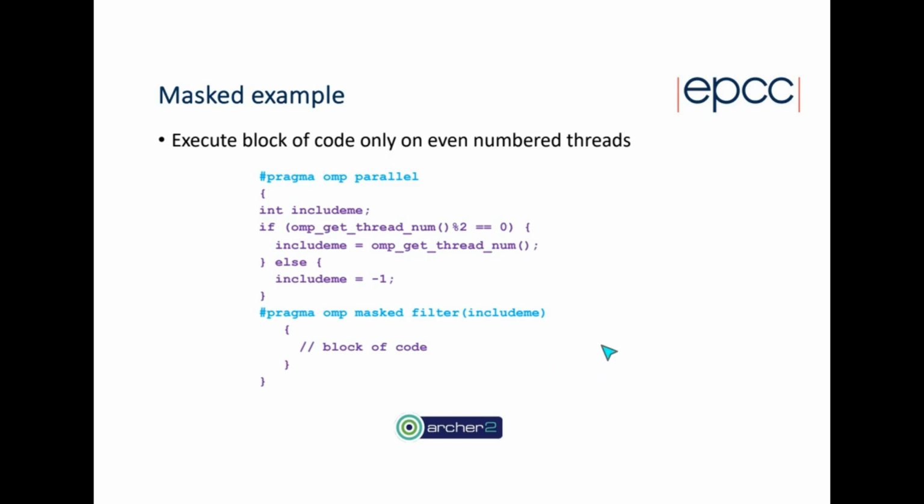So it's possible to do slightly odd things like this, which is, say, suppose I want to execute a block of code only on the even numbered threads. It's possible to do that. So you could have this variable which I've called include_me here. If my thread number is even, then I set include_me to be equal to my thread number. Otherwise, it's -1, and then have a masked construct and pass include_me as the argument to the filter clause. So that variable only matches the thread ID on even numbered threads, so the even numbered threads would execute this block of code. So you can do weird stuff like that.